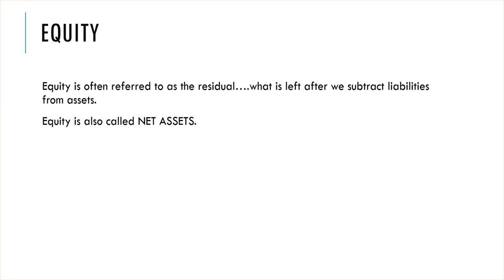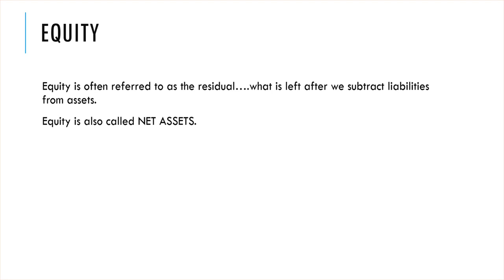It's what's left over. So we have assets, which are positive things. We have liabilities, which are negative things. And the net of those is called equity. And that's that simple accounting equation that you had to learn in Accounting 201. So another expression for net assets is equity.